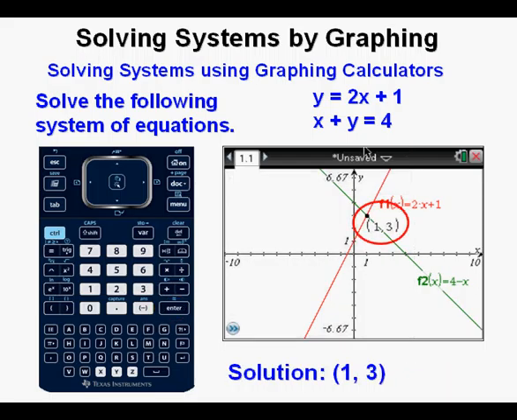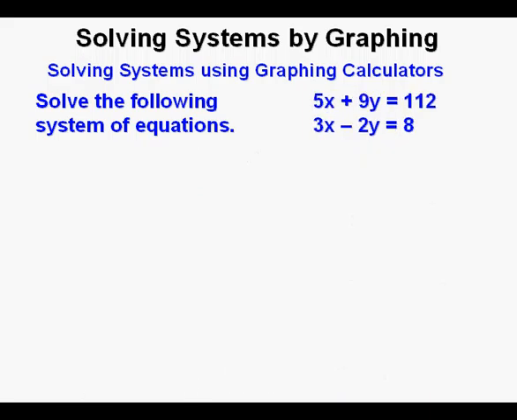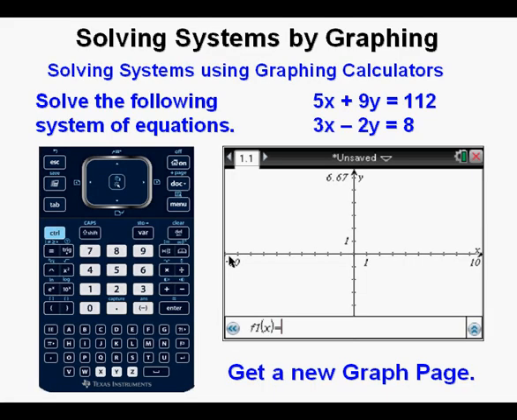Let's look at this system of equations with both equations in standard form. We have 5x plus 9y equals 112, and we have 3x minus 2y equals 8. Get a new graph page. You can go to New Document and it will ask you if you want to save. I usually say no. We enter the first equation by opening with parentheses.